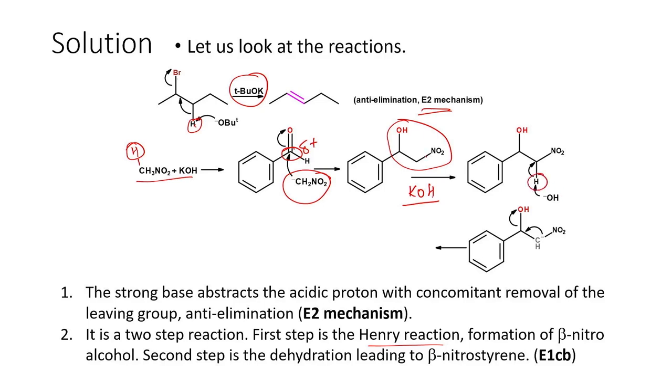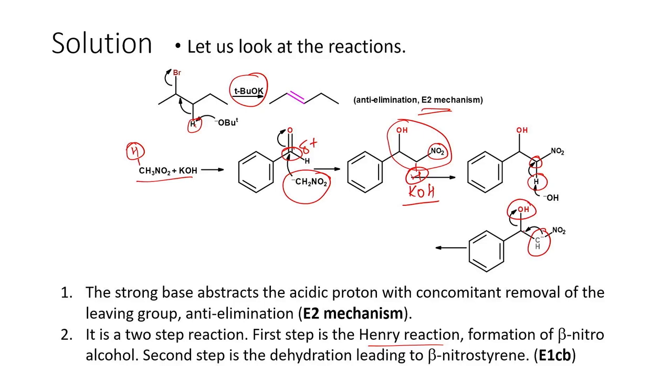In the formed beta nitro alcohol, we have a hydrogen atom here, which is the most acidic one, because this is adjacent to the electron withdrawing nitro group. So the moment an anion is formed on this particular carbon, it can be easily stabilized by the electron withdrawing nitro group. That is the reason the first step is the removal of this acidic proton by the base. So that leads to the formation of the carbanion.